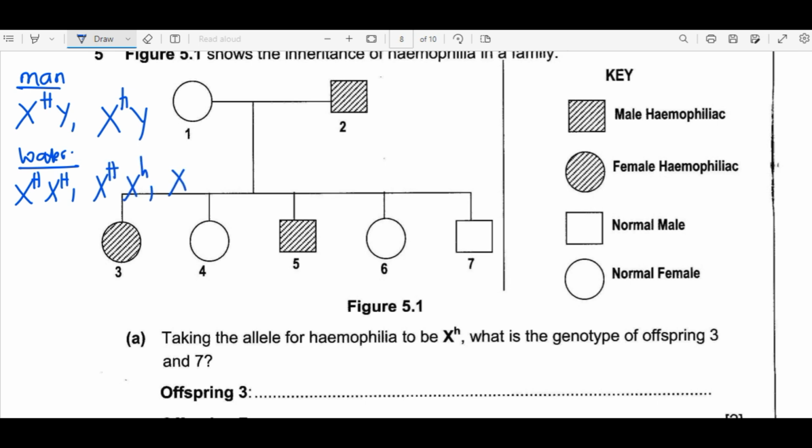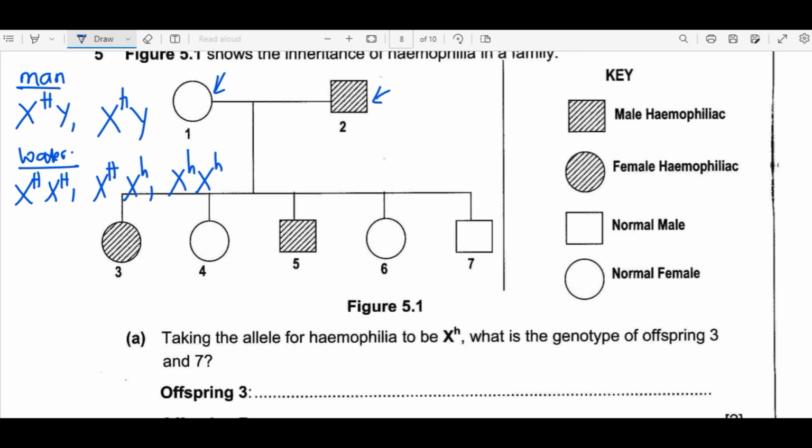Then for a woman who is sick, we have small letters. We need these genotypes to help us to identify. Now, if you look at the given question, this man is sick, but the woman is okay. Now, this kind of okay can be 100% normal or can be a carrier.